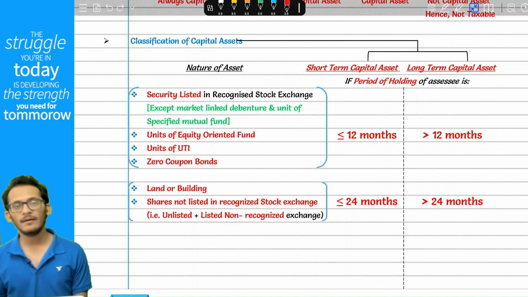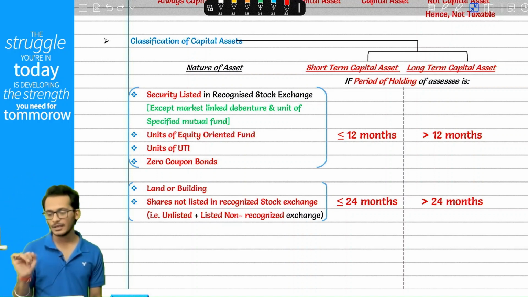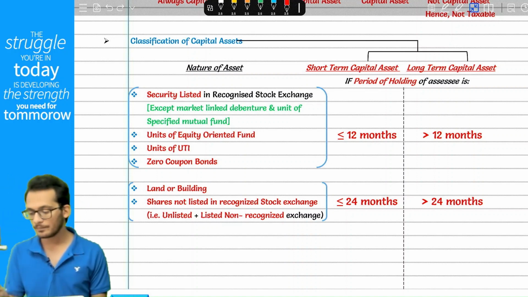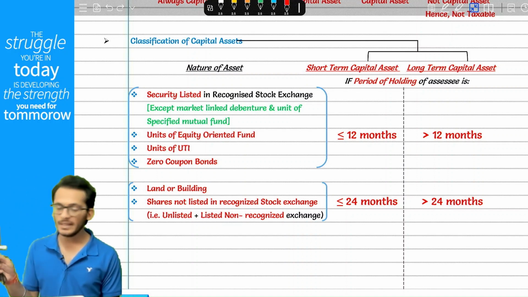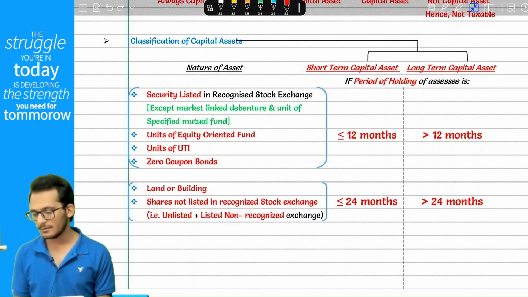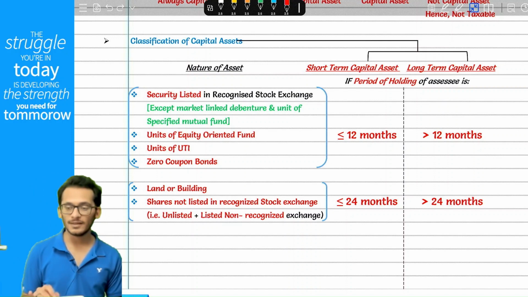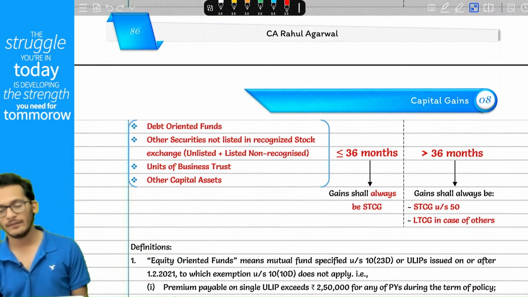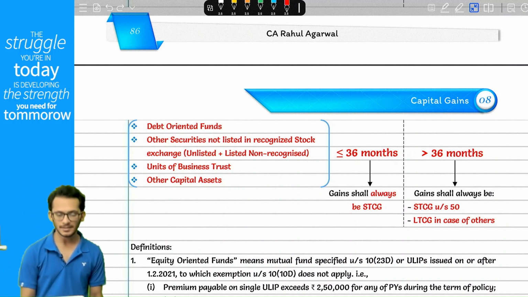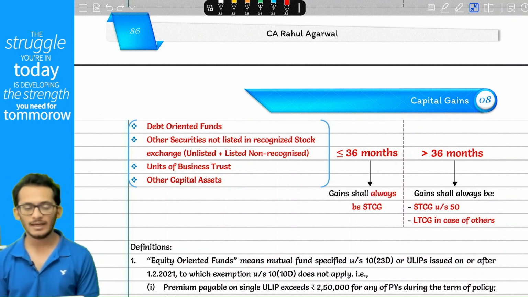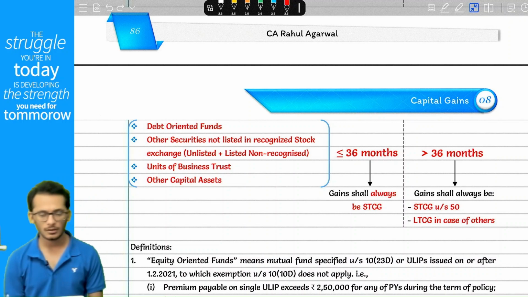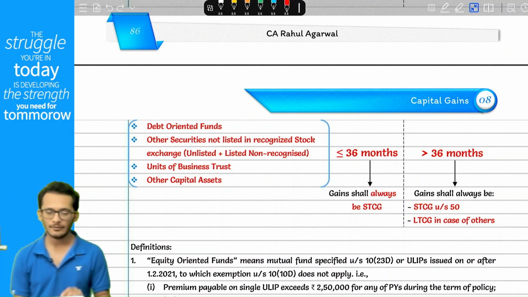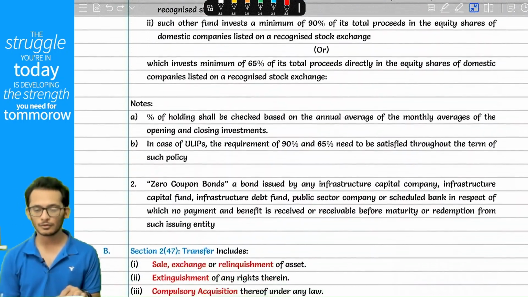Then if you have land and building or any unlisted securities, the period of holding will be 24 months for short term, and anything more than 24 months will be long term. Any other asset which you have will be treated as 36 months for short term, and more than 36 months for long term. Definitions are not important, so we are going to skip through them.